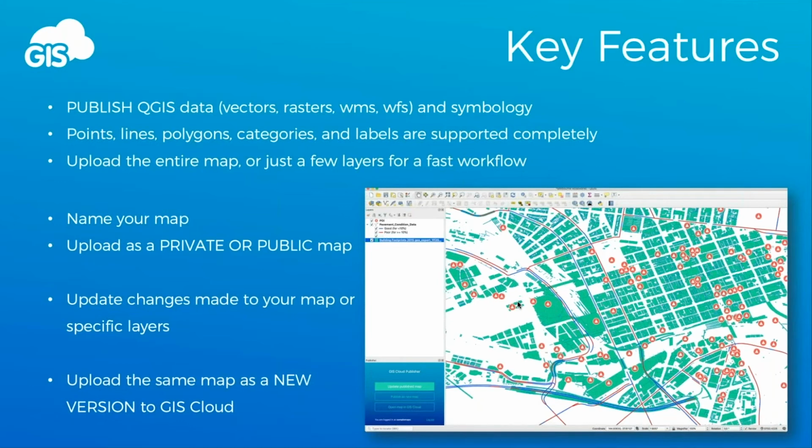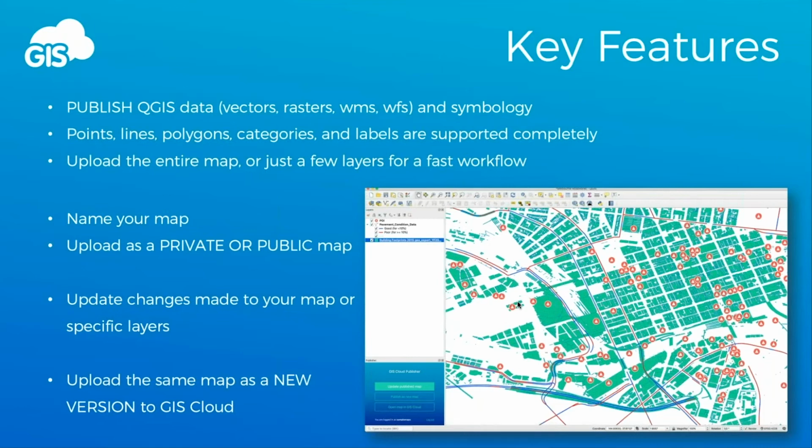You can give a name to your map. You can decide to upload it as a private or public map. If you decide to upload it as a private map, you can change it to a public map later in GIS Cloud as well. And as I said, you can update all changes you have made to a map or a specific layer, upload a new version of the map to GIS Cloud, and share your maps.